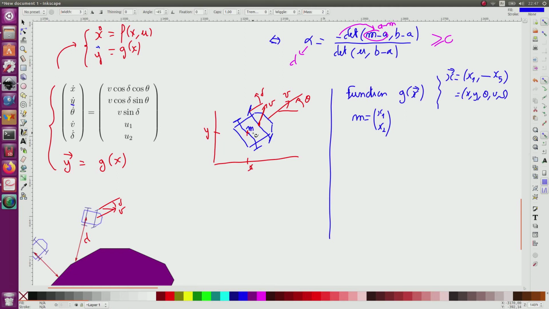Then I will build U, and recall that U is like this because the direction of the laser is on the right, perpendicular to the axis of the vehicle. So U corresponds to sine theta, so sine x2, x3, because x3 corresponds to theta, minus cos x3. So this is U here.